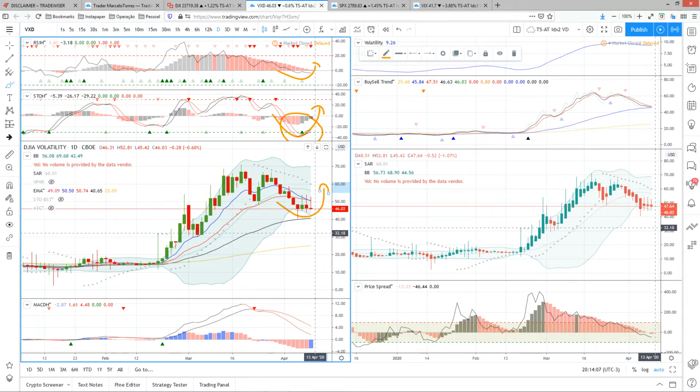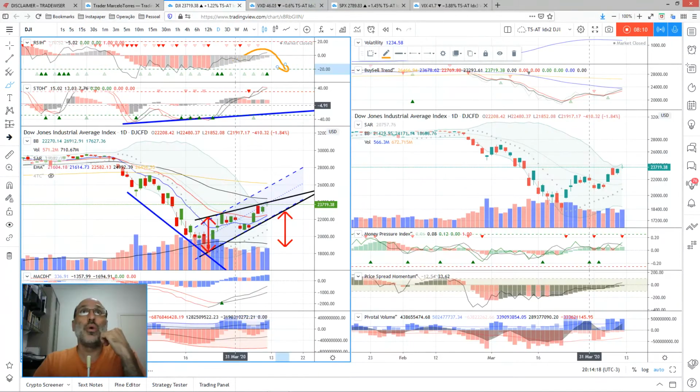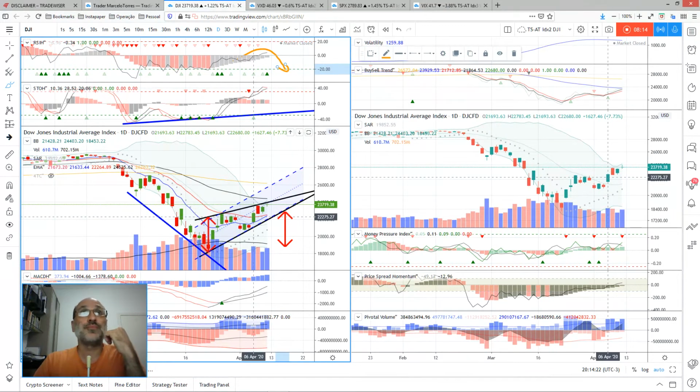What does this give me? This gives me the information that if it's running sideways and it might give me a bottom reversal, we might see a top reversal confirming on the Dow Jones, which is what I, Marcelo Torres, expect.